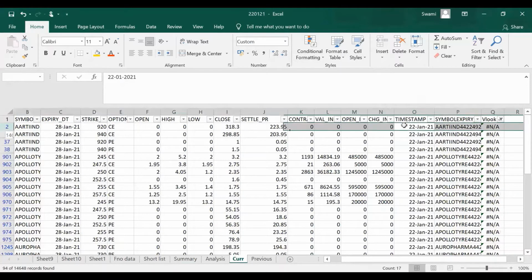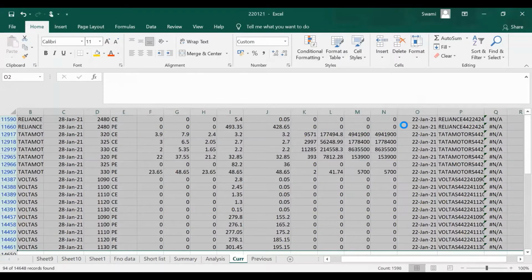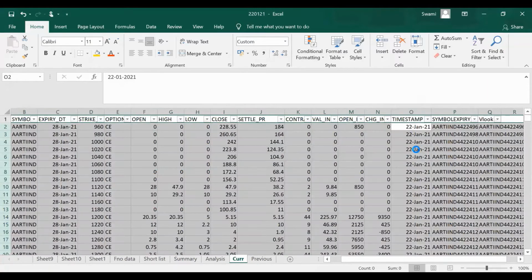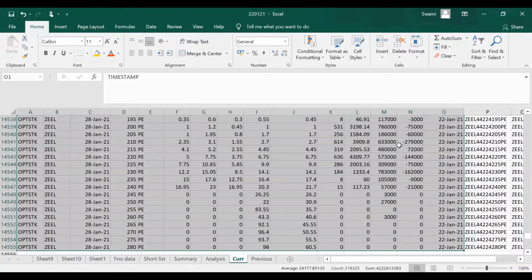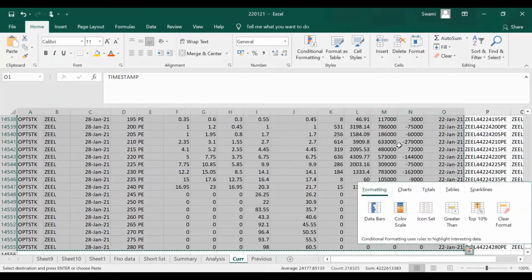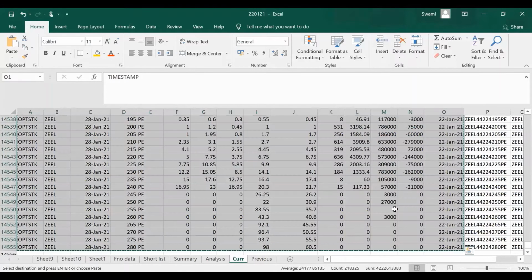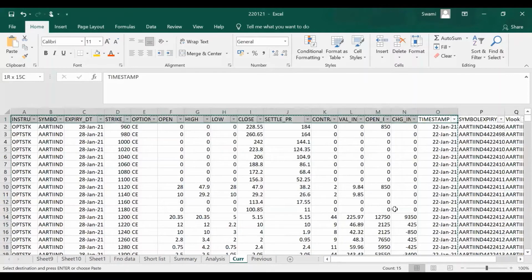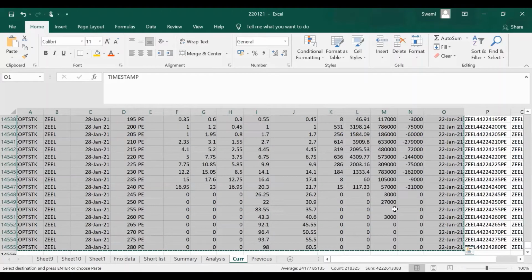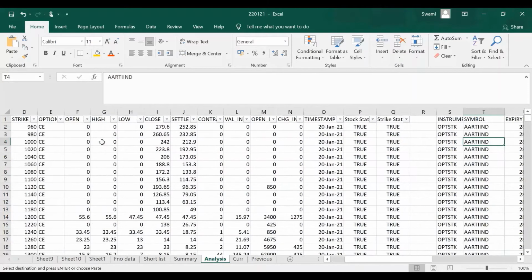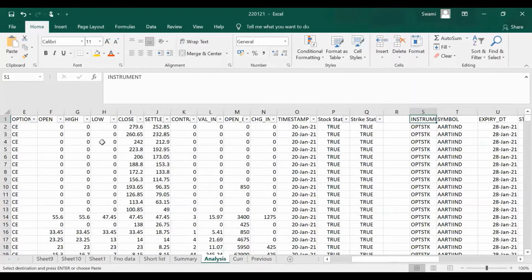Both the sheets have the same number of contracts so that they can be compared with each other. Basically, you have some sort of thing to compare it. So you have 14,555 contracts on 22nd, and on 21st you have 14,555 contracts. When I've ensured that for the previous day and the current day the number of contracts are the same, what I basically do is paste it in the next sheet for analysis purposes.